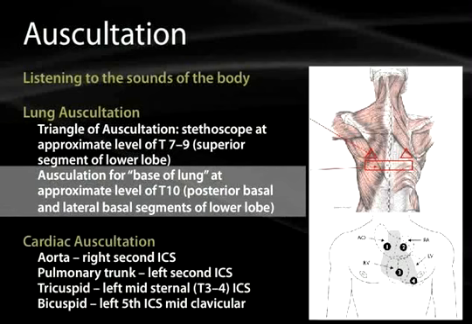When you think about auscultation for the base of the lung, you're thinking about the level of T10, as we discussed earlier, because that's going to be the base of the lung itself along that lobe.